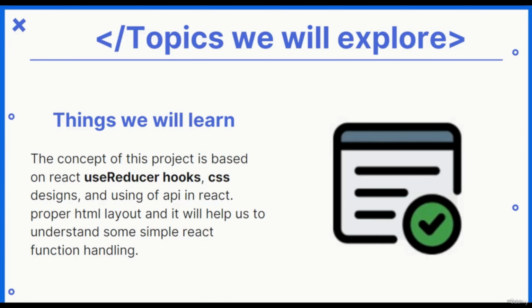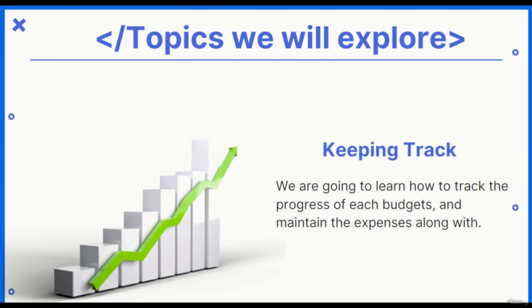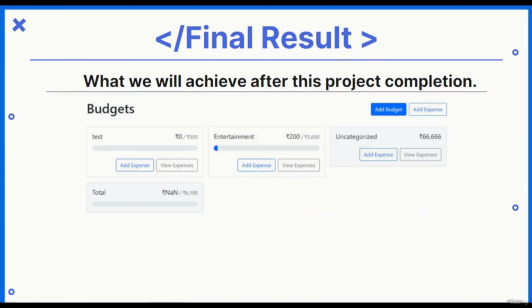So we are going to learn many things included in this topic. We will be tracking each project budget, and each budget will have its own expenses. We are also going to track those expenses. This way we can not only learn the React hooks, but also know how to manipulate these hooks. After that we're going to achieve a result inside our application where we can not only add budgets and expenses, we can keep track of them.